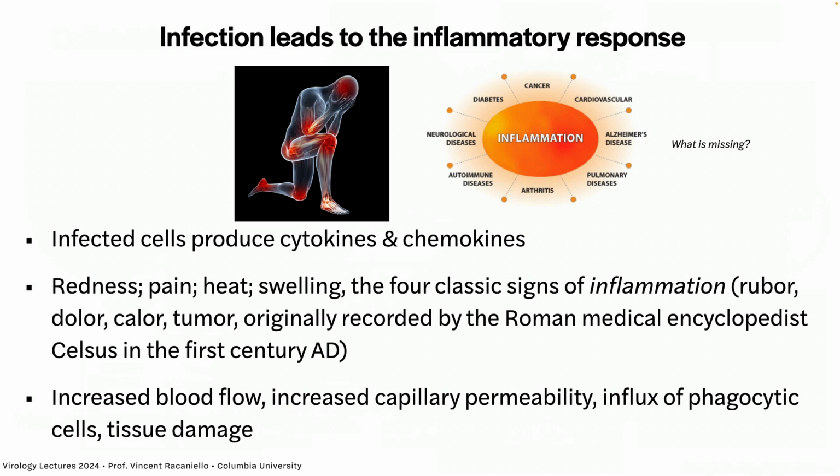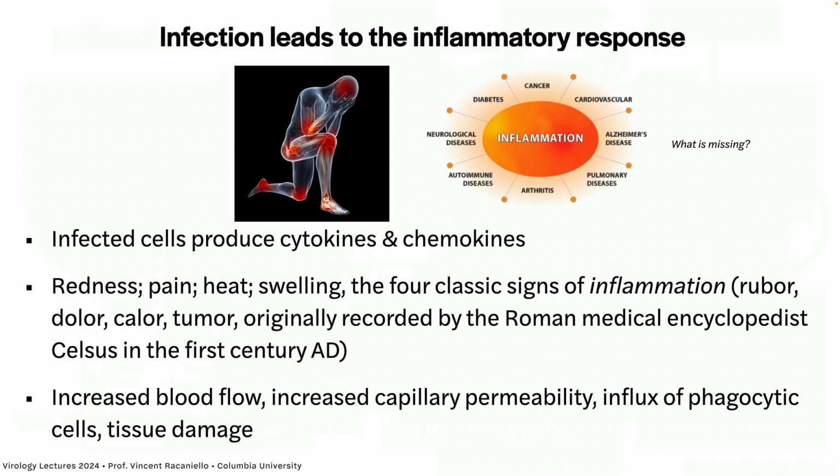When you get infection, you get inflammation because the cells are producing cytokines and chemokines. And that diagram shows you all the different causes of inflammation, except virus infection or infection period is not included. I don't know why they wouldn't include it, but all these diseases are associated with inflammation.